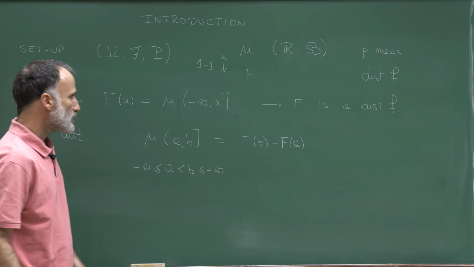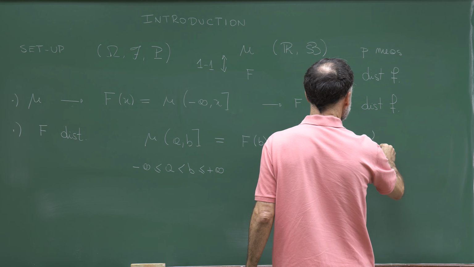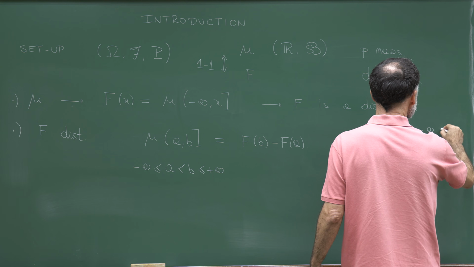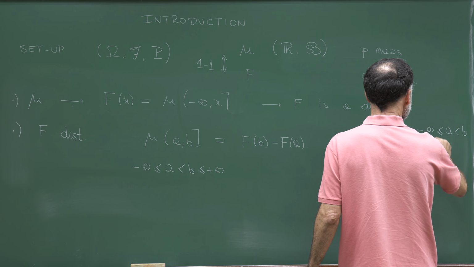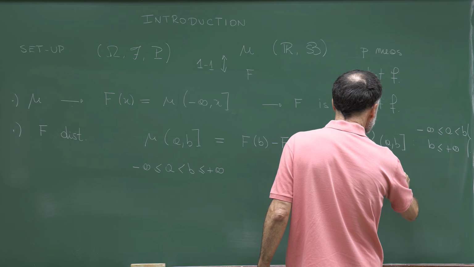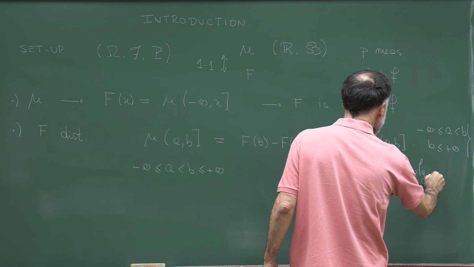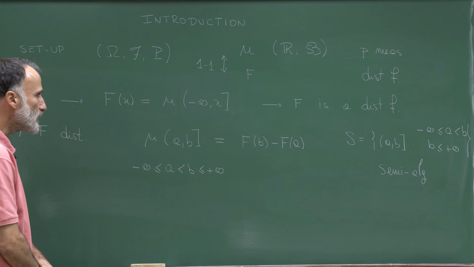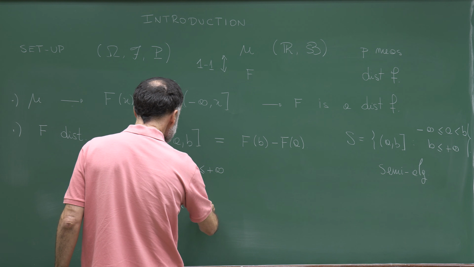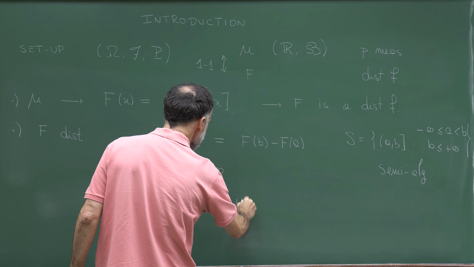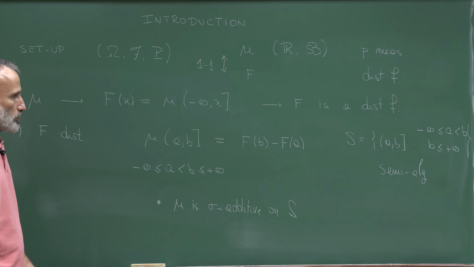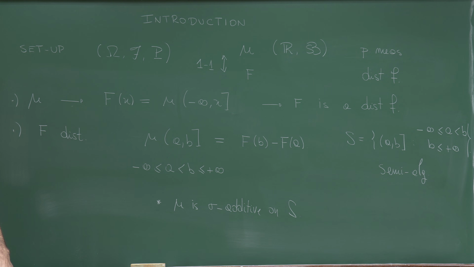Now, if I call S the family of all intervals (a, b], where a and b satisfy this condition, which means that minus infinity is less or equal than a, which is less than b, and b is less or equal than plus infinity, then this forms a semi-algebra. Again, I assume that you know what a semi-algebra means, and I leave it to you to show that mu is sigma additive on this semi-algebra. So, as an exercise, prove that mu is indeed sigma additive on S.